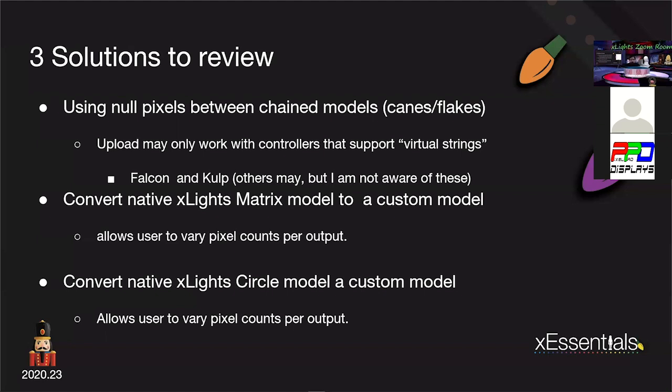We're going to walk you through converting a native xLights matrix model into a custom model, and then we'll also work with the xLights circle model and convert that into a custom model as well. If none of you have ever done this before, it's a very simple thing. I will walk you through it. This gives us the vehicle that we can use to make our individual varied pixel counts per output.